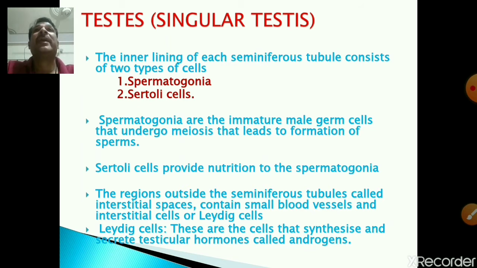The region outside the seminiferous tubes is called the interstitial space, which contains small blood vessels and interstitial cells. This is also known as Leydig cells. What are the Leydig cells? You should know that the Leydig cells release a hormone well known as androgen, also known as testosterone. That hormone is released by Leydig cells.